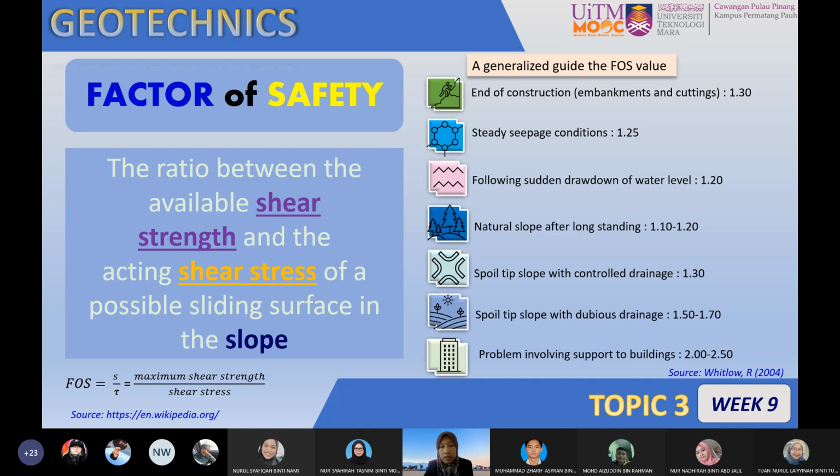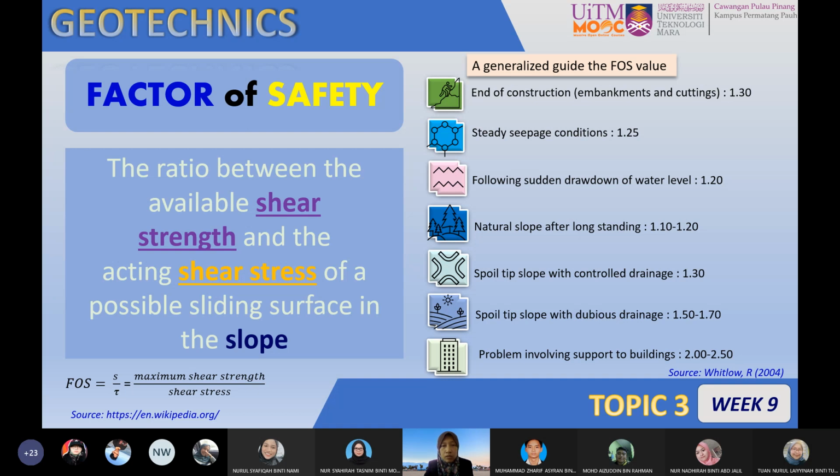As I said again, the failure of the slope can be considered due to some factors such as additional loading, and then we have the water table effect, we have erosion, and we have some sort of earthquake.